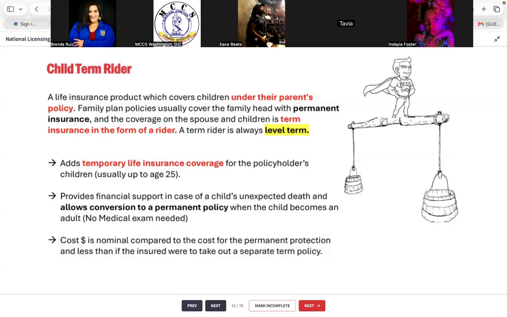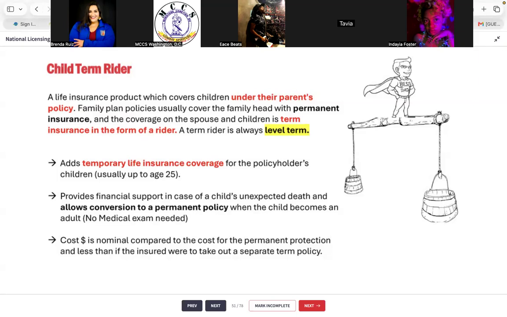But what happens is that if the parent gets a policy, they have the option to add their children onto their policy as what's called a rider. And what this does is it says, hey, we will cover your child up until they're age 25. And if something happens to that child, we will pay you a death benefit. It can be 5,000, 10,000, I think up to 25,000.